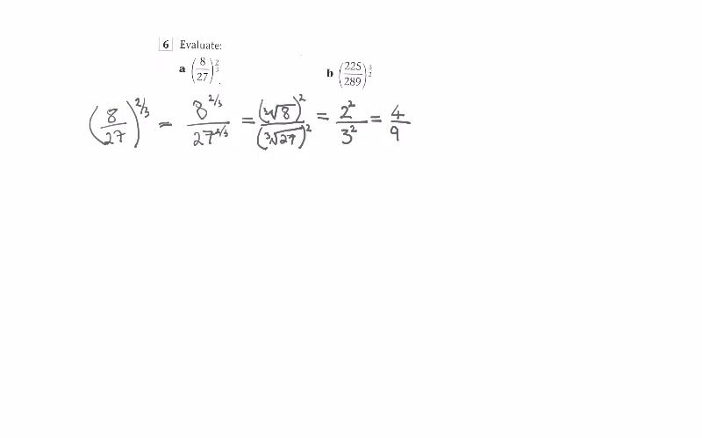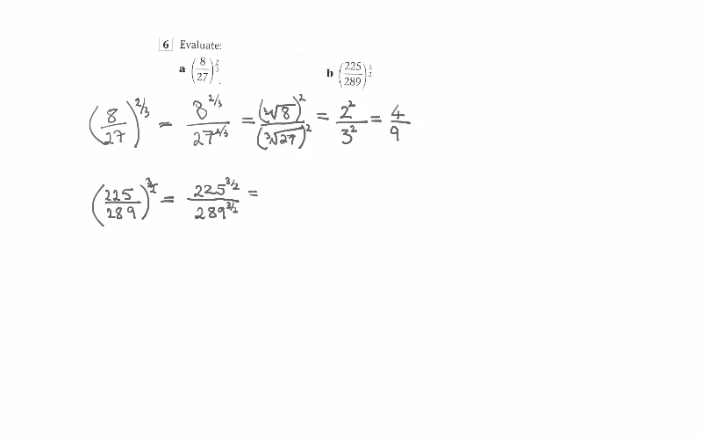Okay, let's have a look at 225 over 289 to the 3/2. Now, we have 225 over 289, and this time, rather than the power 2/3, we've got the power 3/2. So this will be equal to 225 to the 3/2 over 289 to the 3/2.